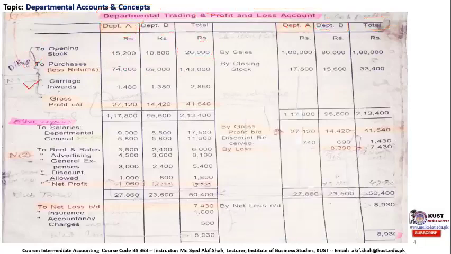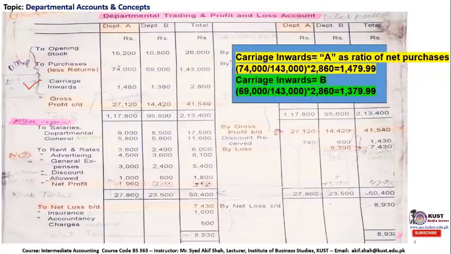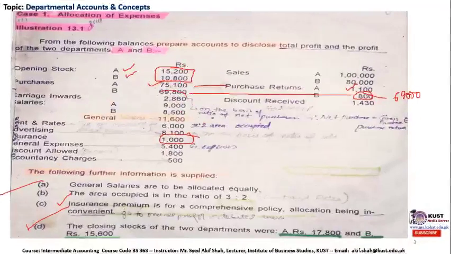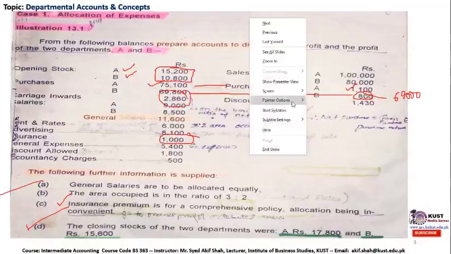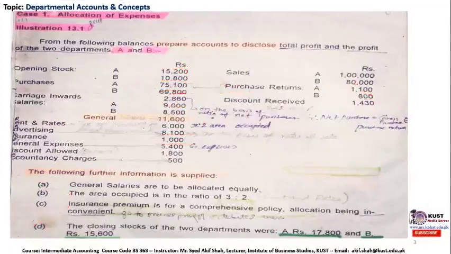Then we have carriage inward, and carriage inward should be divided on the basis of the ratio of net purchases. So therefore we have a carriage inward percentage calculation or ratios. How did we calculate it? Since this is to be divided between Department A and Department B, the total carriage inward in the question is 2,860. Let's counter check once again. 2,860 is the total carriage inward, which we have to divide between Department A and Department B.